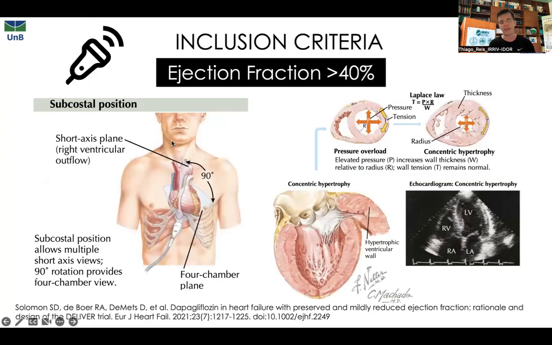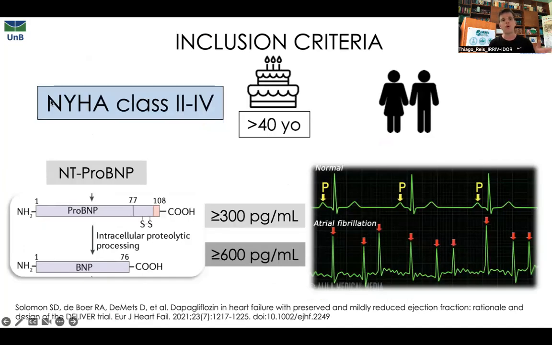In our study, the main inclusion criteria were ejection fraction above 40%, New York Heart Association class 2 to 4, patients older than 40 years old, and high NT-proBNP: in patients with sinus rhythm above 300 picograms per ml, and in patients with atrial fibrillation above 600 picograms per ml.